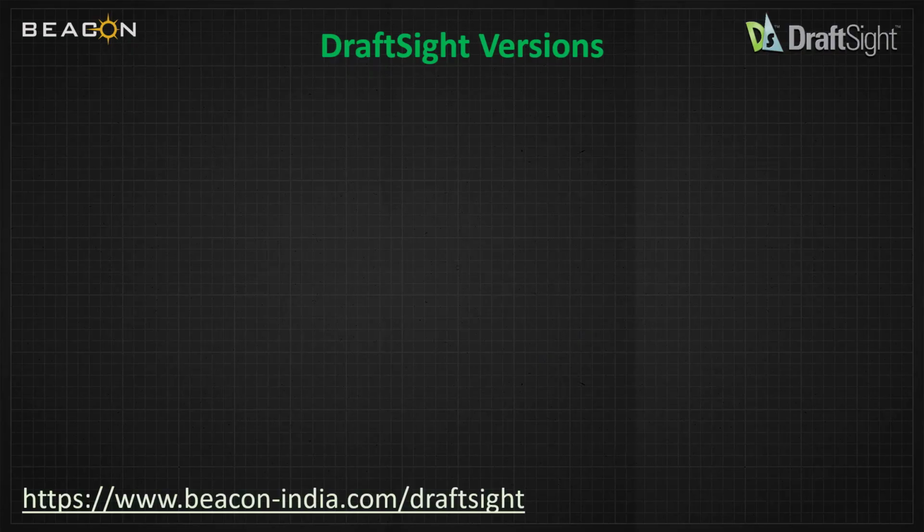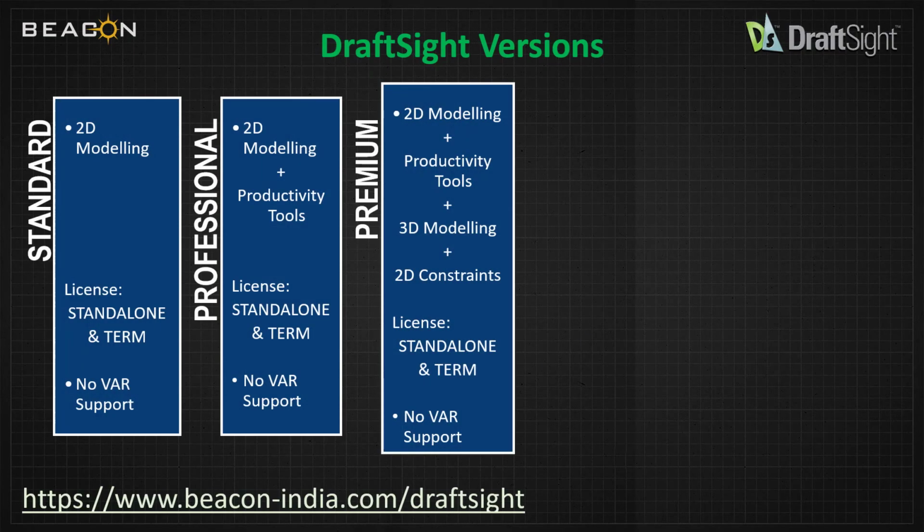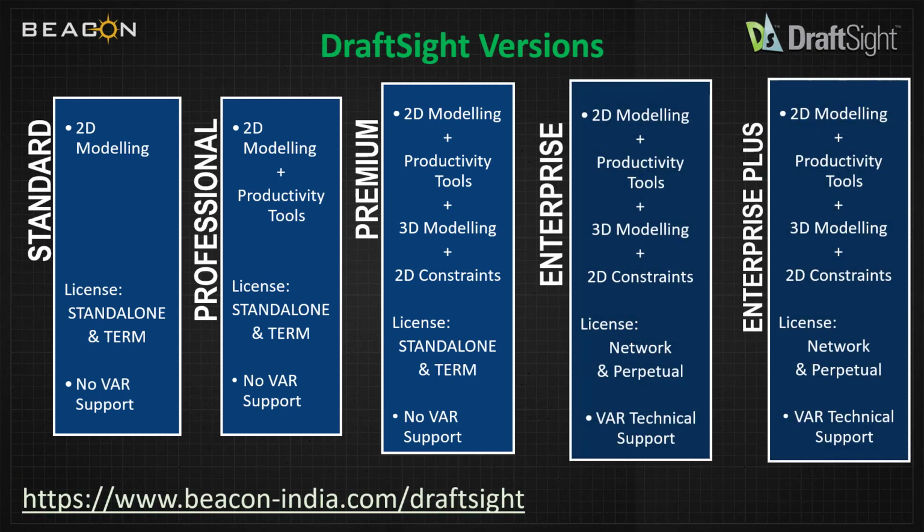Now we'll explore DraftSight versions. DraftSight offers Standard, Professional, Premium versions with license type standalone and term. No technical support. Access DraftSight website to purchase Standard, Professional and Premium variant. Enterprise and Enterprise Plus versions offer license with network and perpetual with full technical support and subscription benefits. Contact Beacon for Enterprise and Enterprise Plus variant of DraftSight.